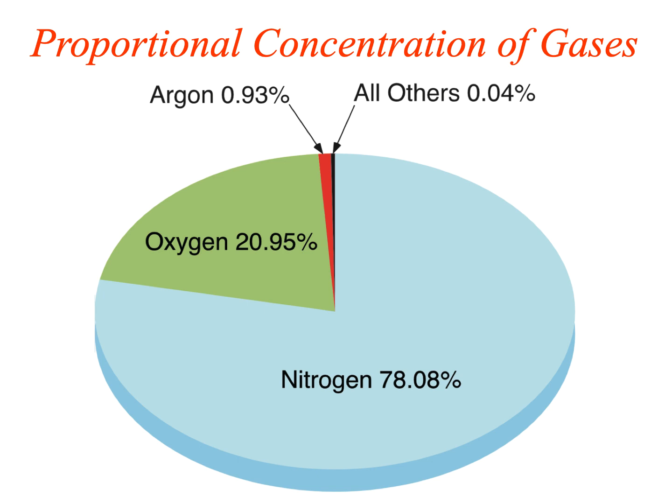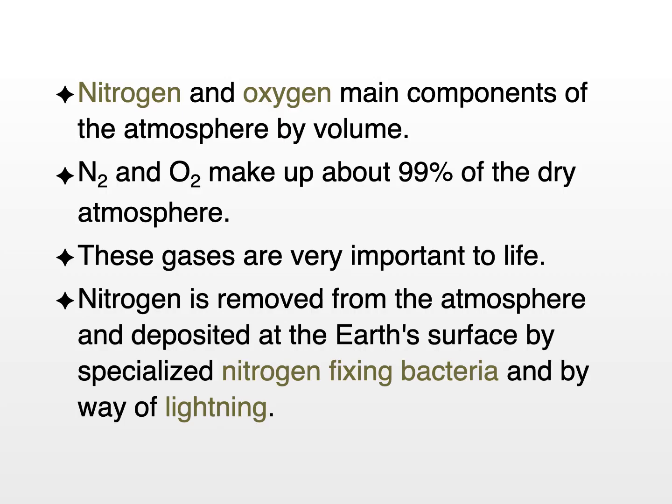Let's now look at some of the main gases and talk about some of their interesting characteristics as they relate to us and other living organisms. As I mentioned, nitrogen and oxygen are the main components of the atmosphere by volume. Together, these two gases make up about 99% of the dry atmosphere, so if we leave water vapor out. Both of these gases are very important to life. Nitrogen is the main nutrient that is taken up by the roots of plant organisms to feed them. Nitrogen is a limiting nutrient. It controls growth.